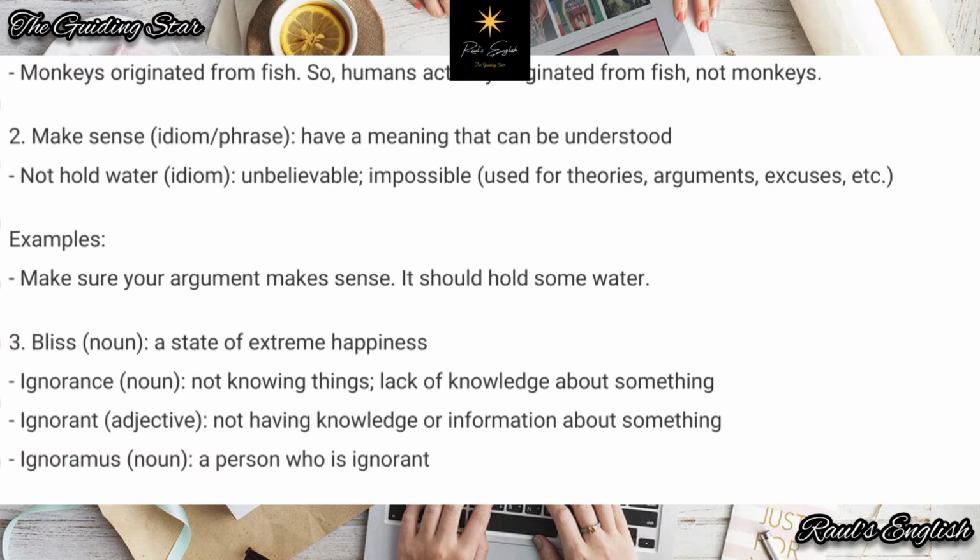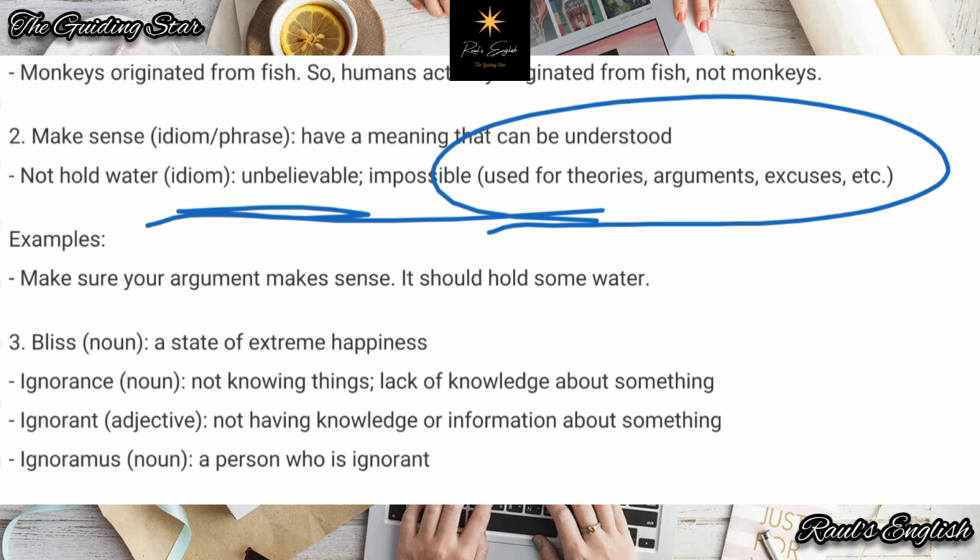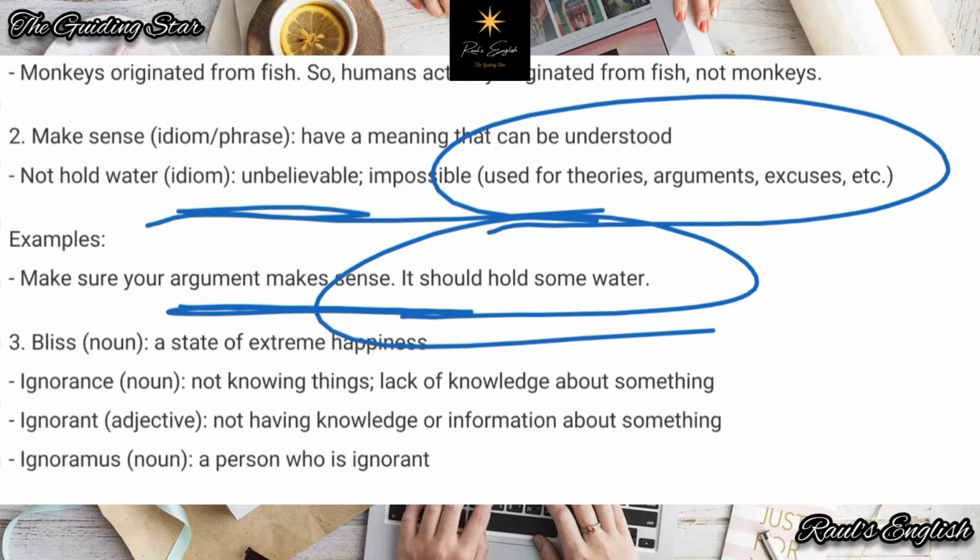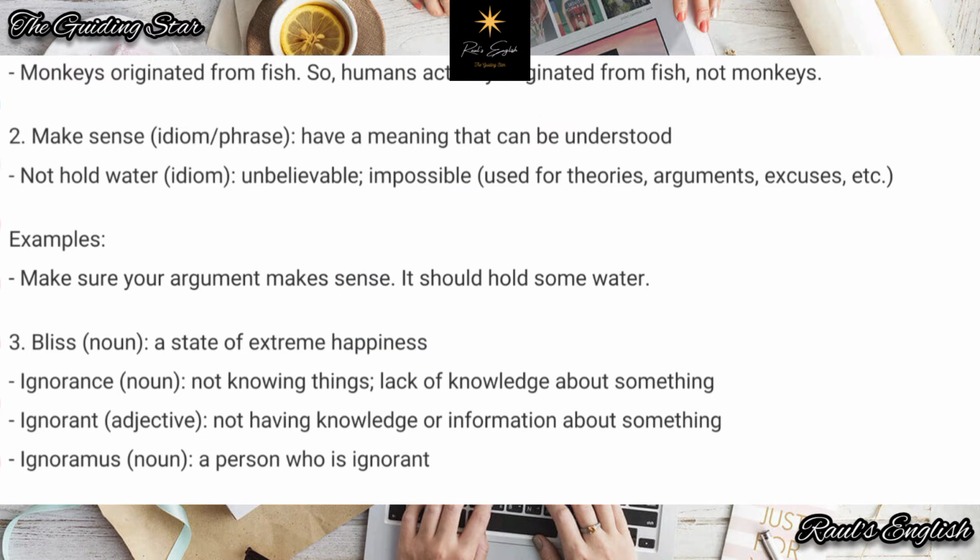Make sense. Idiom or phrase: have a meaning that can be understood. Have some meaning that is understandable. It can be understood. Not hold water, or hold water, that's an idiom. Unbelievable, impossible, and it's usually used for theories, arguments, excuses. Your excuse does not hold any water, it's absolutely unbelievable. Alright, make sure your argument makes sense. It should hold some water. It should be believable. It should not be outlandish.